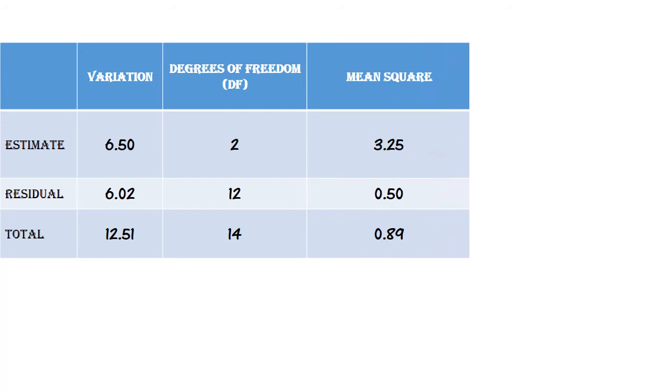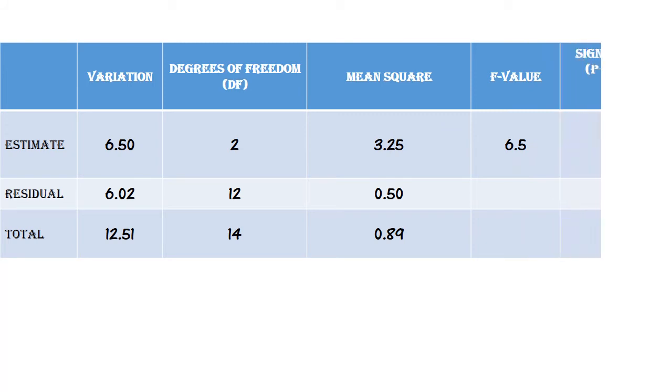Then we figure out a mean square. Dividing 6.5 by 2 gives us 3.25, and then 6.02 by 12 is 0.5, and our total there, that's just our variance number there under mean square. Then we find our F value, which is going to be 6.5, and that gives us a p-value of 0.01. And so that is definitely significant. We need to be under 0.05, so that's a significant rating. And like we said, our R squared is just about 50%, right? Right around there, so that's pretty good overall.